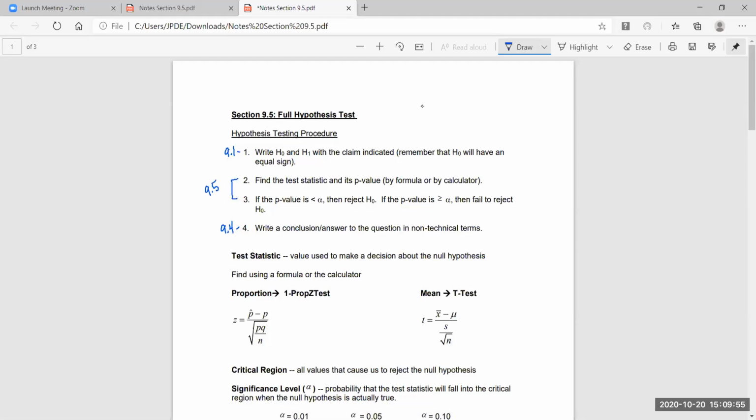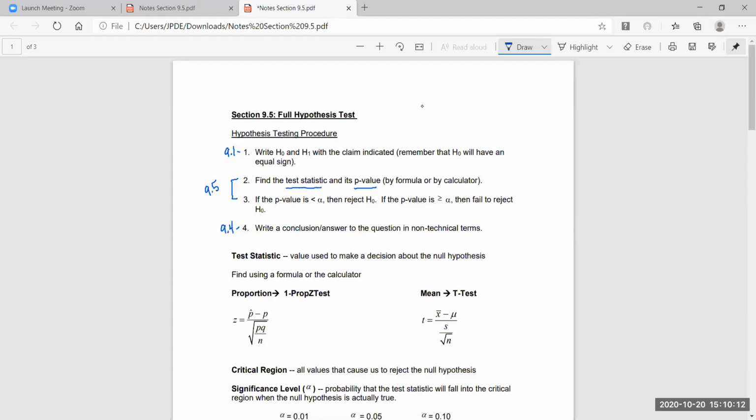And today, we're finally going to get to work with the numbers. So in 9.5, we will do the full hypothesis test. We're going to learn how to find something called the test statistic. We're also going to learn how to find something called a p-value, which is a probability.